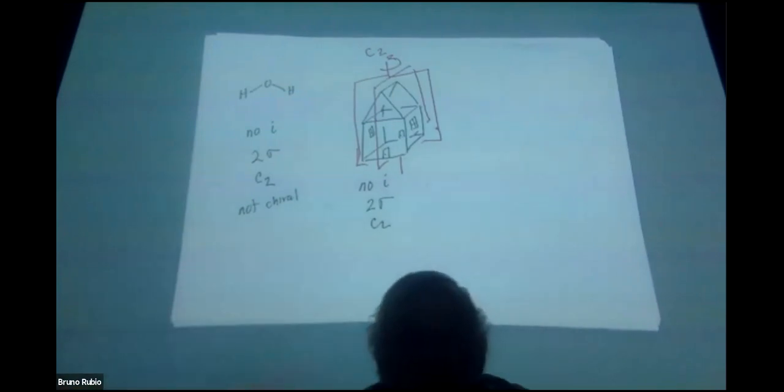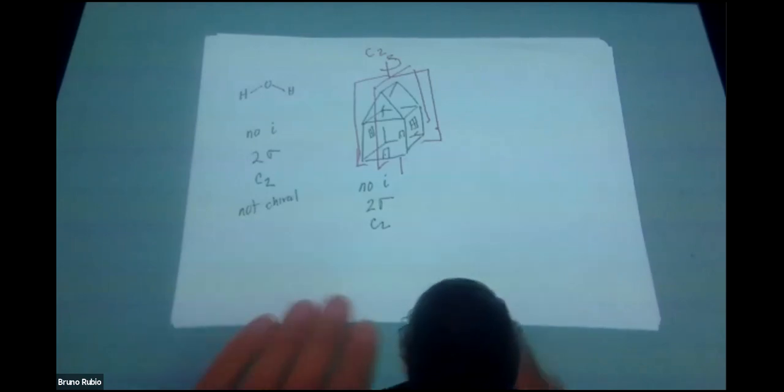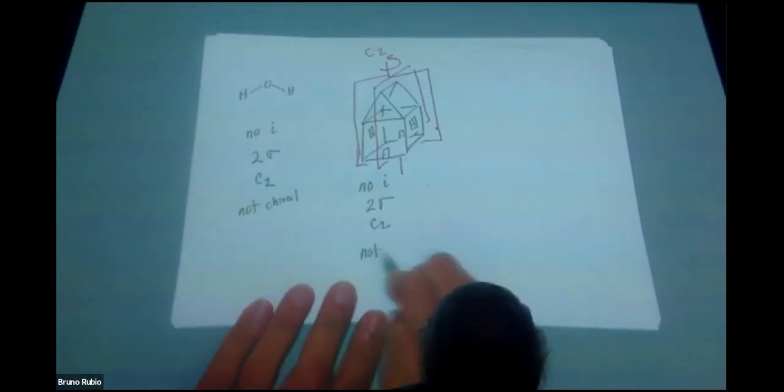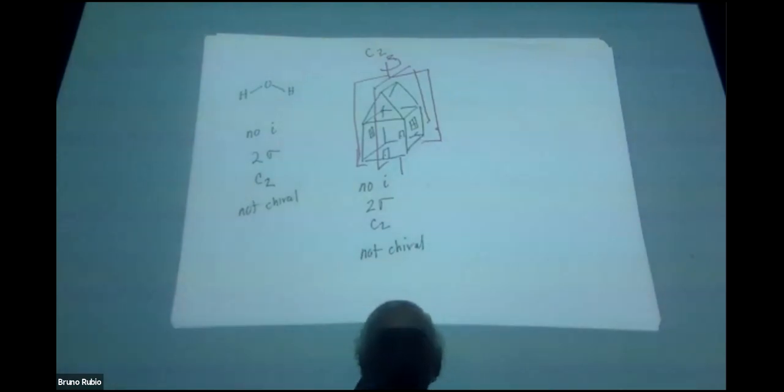Does it have an axis of symmetry of order higher than 2? Does it have a C3 axis, or does it have a C4 or a C5 or something like that? Well, it turns out that it doesn't, right? So those are the symmetry elements of housane. Is it chiral? Nope, it's not chiral because it has a plane of symmetry.